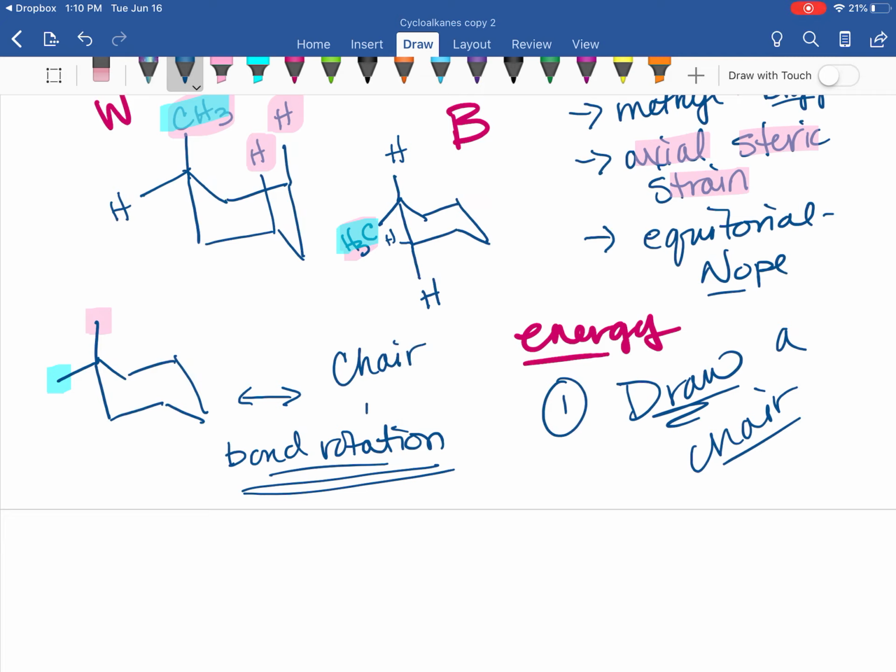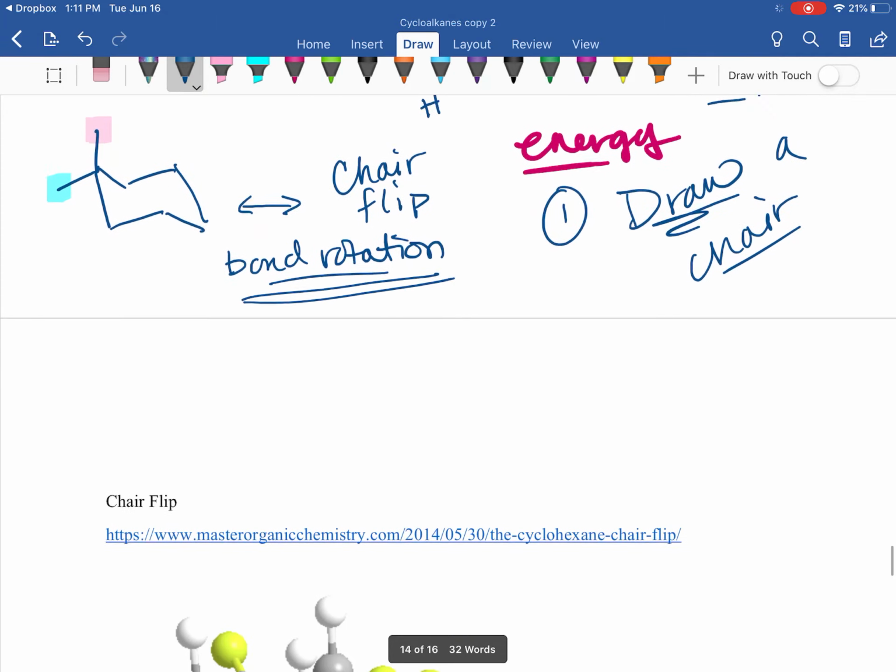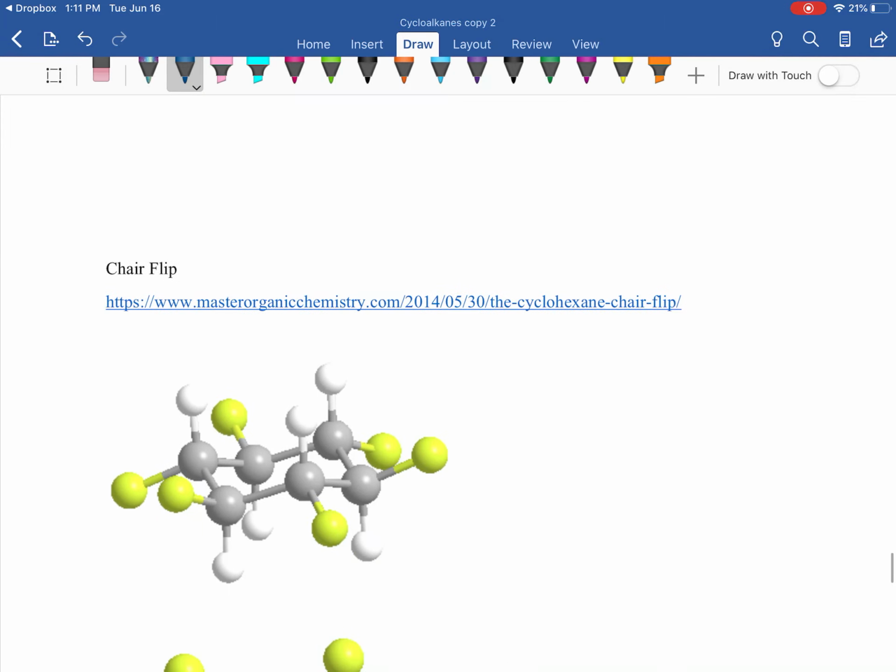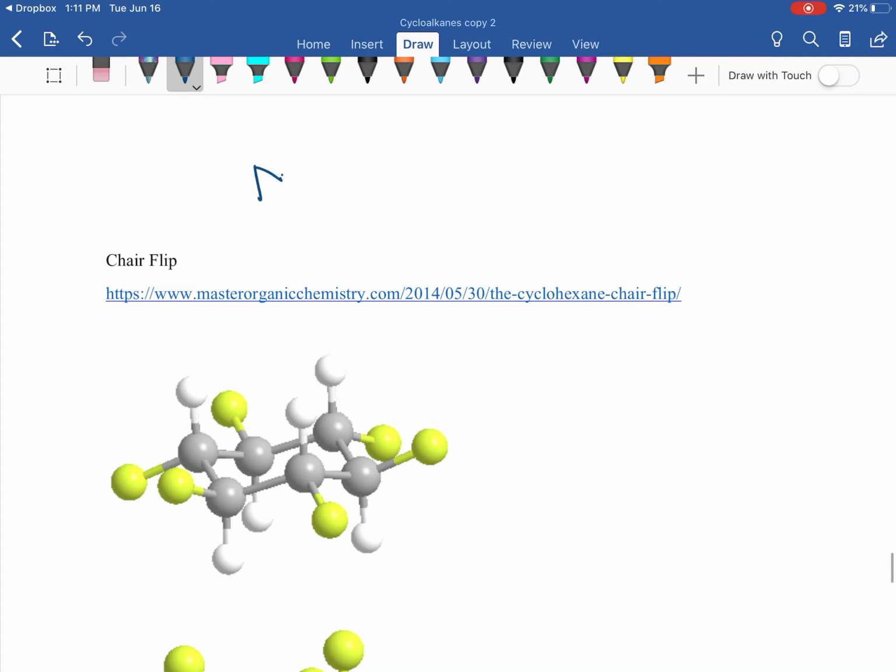It is often called a chair flip because your bonds can rotate, but they're all attached to each other in a ring. It's actually a very specific rotation. It is called a chair flip. It is often drawn, and we'll draw this again, it is often drawn like this.